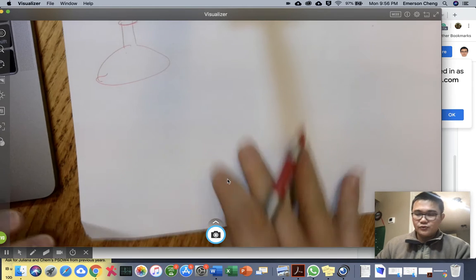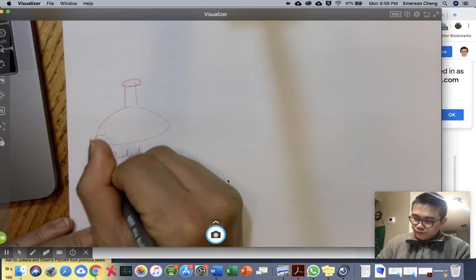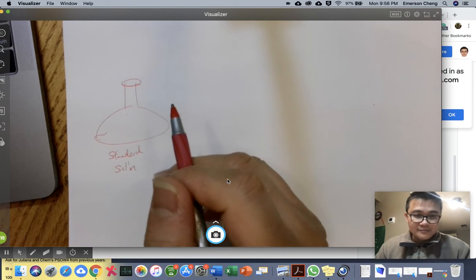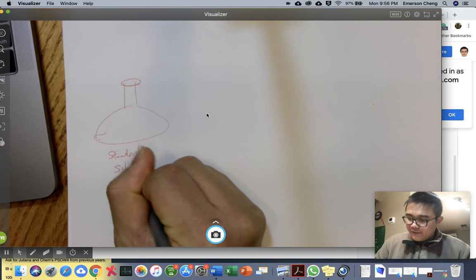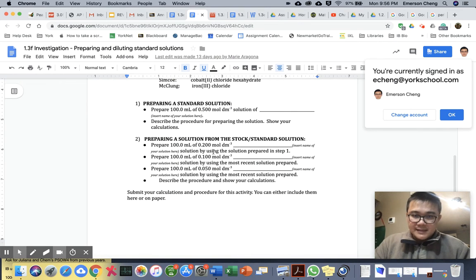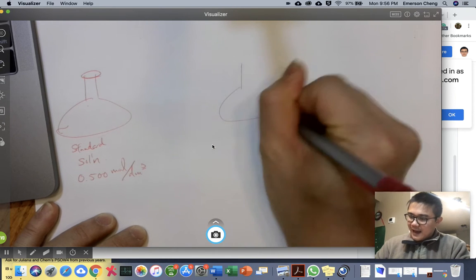So let me just draw here. So this is the standard solution. That's a volumetric flask, if you want to call it that. Okay, I'm a science teacher, not an art teacher. So what you do? You prepare a standard solution of 0.5 mole per decimeter cube. Now, if you follow this here, this is, as I told you on the day of, what we call serial dilution. So you end up preparing 3 other flasks.